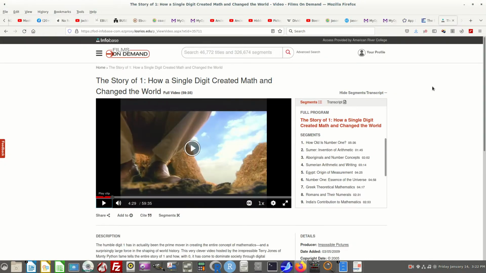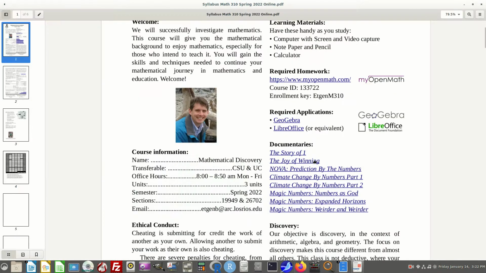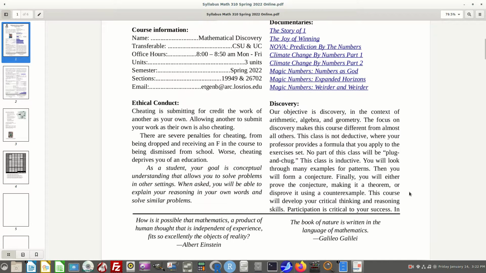Okay, let's go back to the syllabus. The next documentary is The Joy of Winning. That's Hannah Fry's game theory documentary. And then Nova's Prediction by the Numbers. That's Nova's discussion of probability and statistics. Then 2 parts on climate change, and then perhaps not the best name, Magic Numbers, and then 3 parts of that from Hannah Fry.